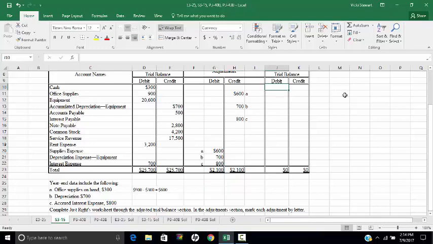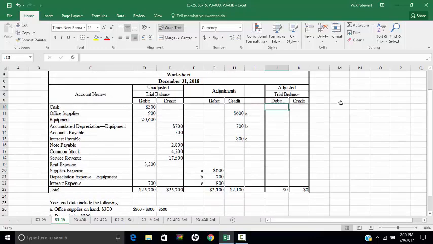So now we can complete the adjusted trial balance column, and we're going to demonstrate how to do this. If we had a $300 debit in cash and we've got no adjustments, we just bring the $300 over to the adjusted trial balance column. Now for office supplies, we had a debit balance of $900. We see we credited office supplies for $600. So that's going to leave office supplies with a $300 debit balance. So you had a debit and a credit, so those are going to be subtracted.